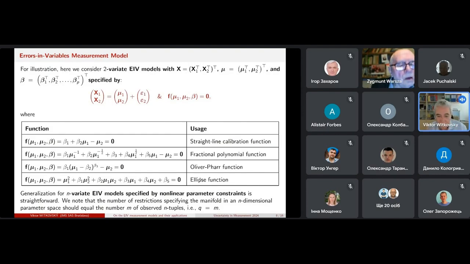And the last example which I would consider is the fitting of an ellipsoid. An ellipsoid is given by the following geometrical or algebraic equation, and mu1 represents x's, mu2 represents y's, and beta 1, beta 2, beta 3, beta 4, and beta 5 represent the parameters of the algebraic parametrization of this ellipsoid. So this is also another function which could be expressed in this general form, and we could use this approach to model such functions.